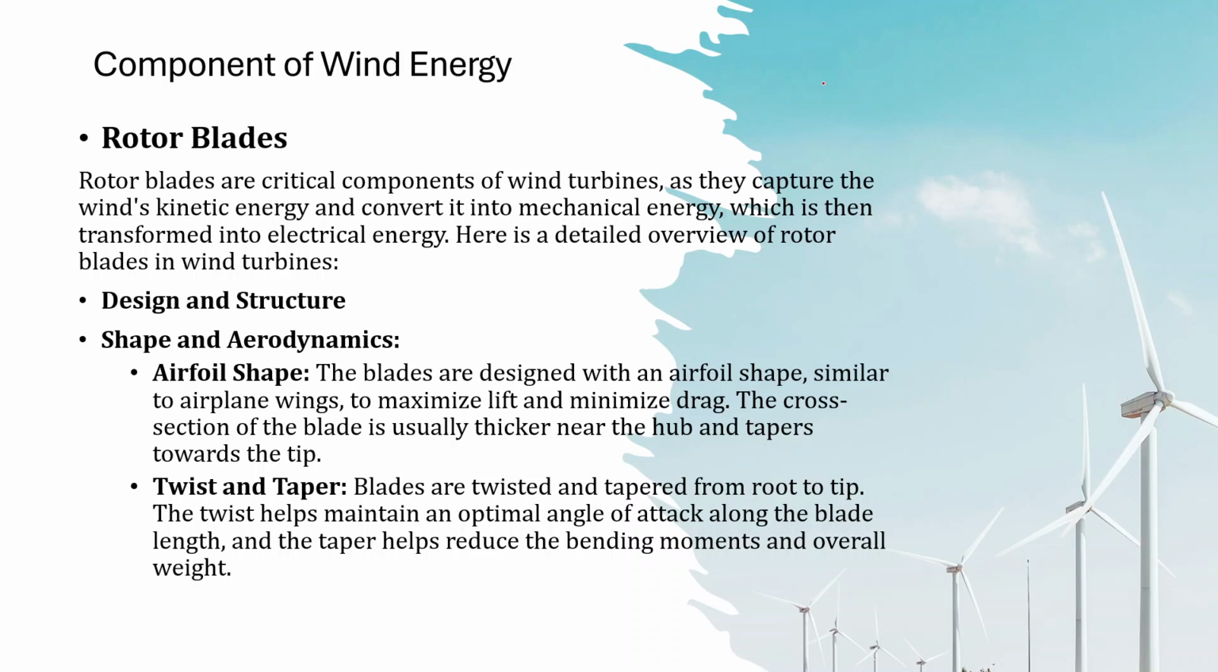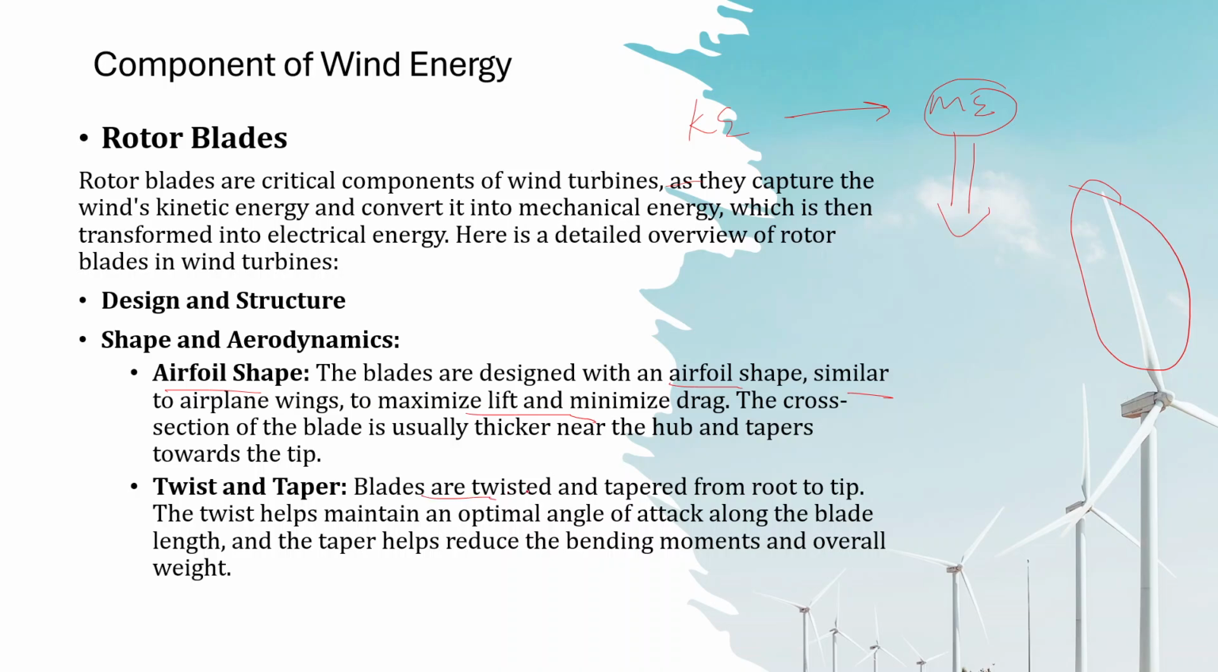Now, there are various components of a wind turbine. There are blades. These are the most important, critical component of the wind turbine. Actually, they capture the wind kinetic energy and convert it into mechanical energy. After that, mechanical energy can be transformed into electrical energy. They have different types of designs and structures, like the airfoil shape. These are designed with an airfoil shape similar to an airplane wing to maximize the lift and minimize the drag of air.